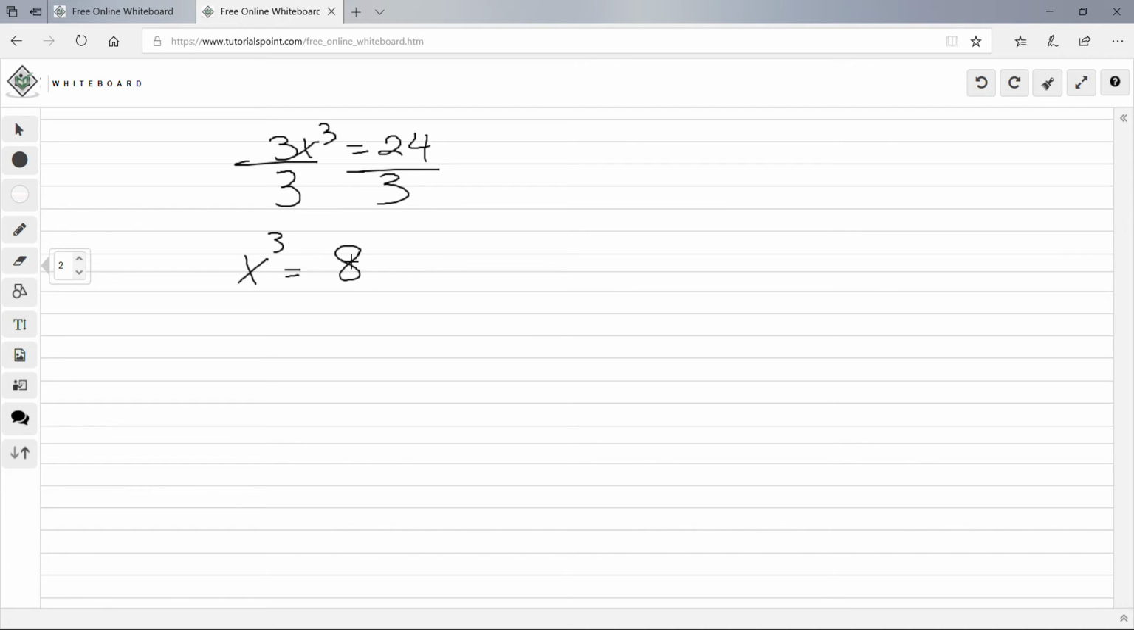8. Okay, so our goal is to find the value of x, but we can't because we have this cubed. So let's raise everything to the 1/3. Because remember, when you're raising exponents, you're really multiplying. So 3 times 1/3 is 1, and x to the 1 is just x. And 8 is raised to the 1/3.